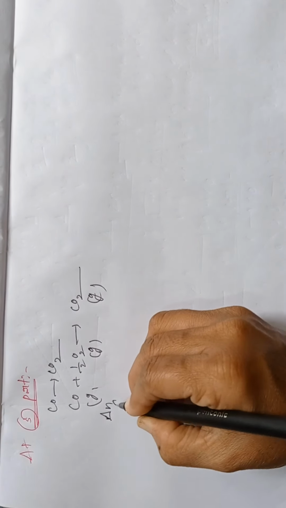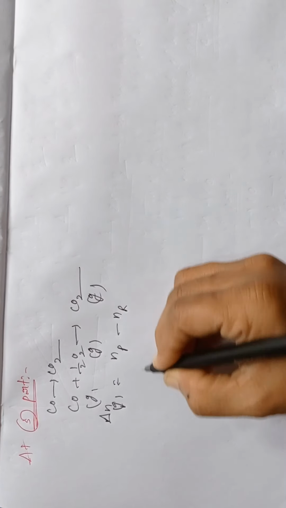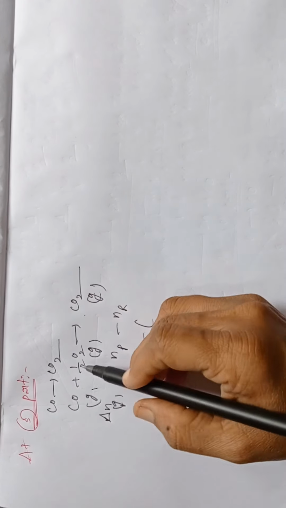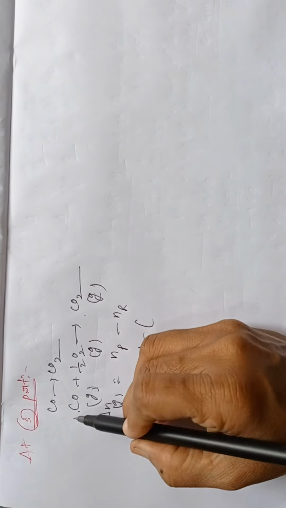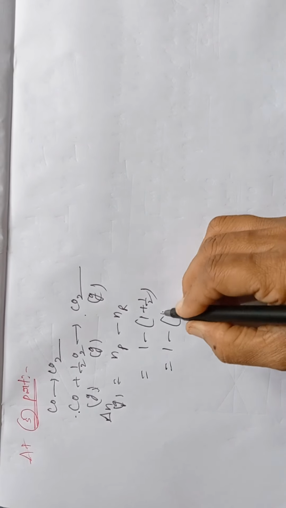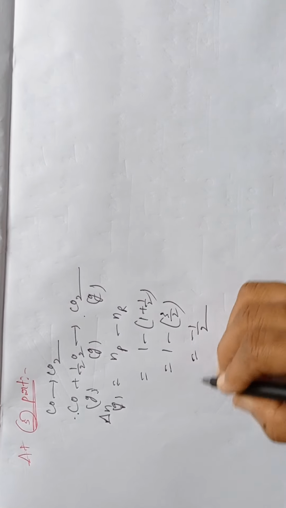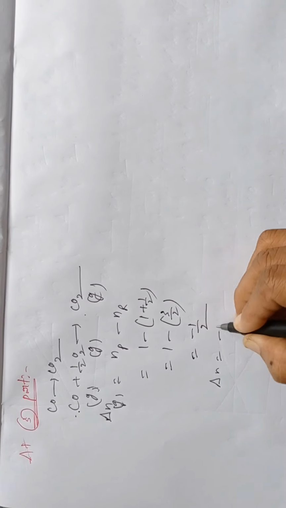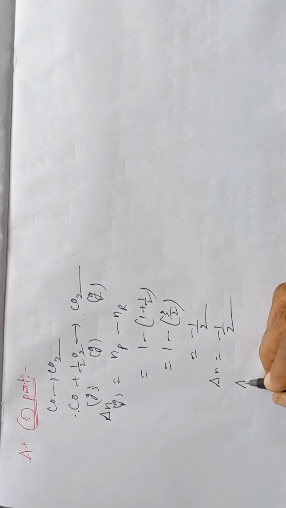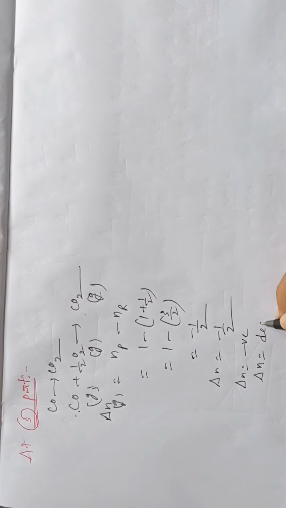Then delta N value for gases: you calculate the number of moles of products minus reactants. That means 1 for the products' number of moles, minus, here this is also a gas, 1 plus 1 by 2. Then how much will you get? 1 minus 3 by 2, so you will get minus 1 by 2. That means the delta N value you got is minus 1 by 2, students. Minus 1 by 2 is nothing but a negative value. That means delta N value decreases.